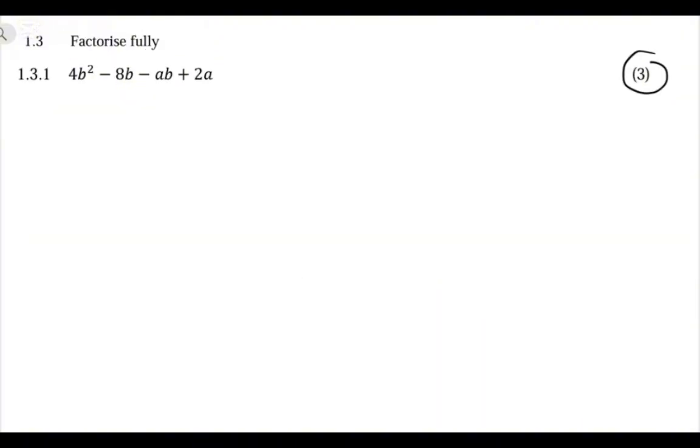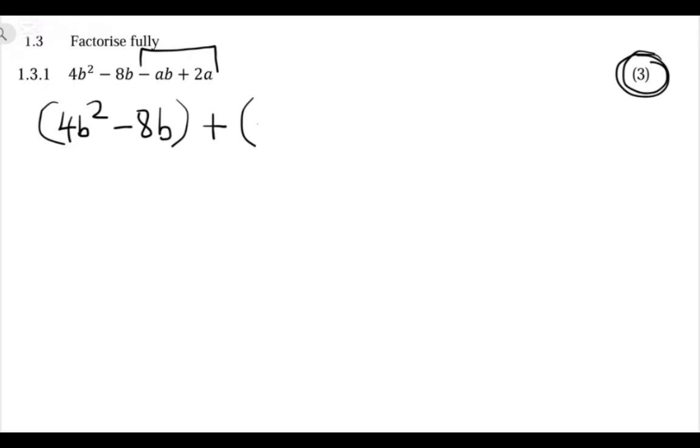So 1.3 is factorize fully. In order for us to factorize this for these 3 marks, we need to factorize by grouping. How can we do that? We're going to group 2 terms together. We're going to first group this one and also group that one. This is the only way we can factorize this. So we're going to have 4b squared minus 8b, and then we're going to group this with its own sign. So we're going to have negative ab plus 2a. So this is the first step.